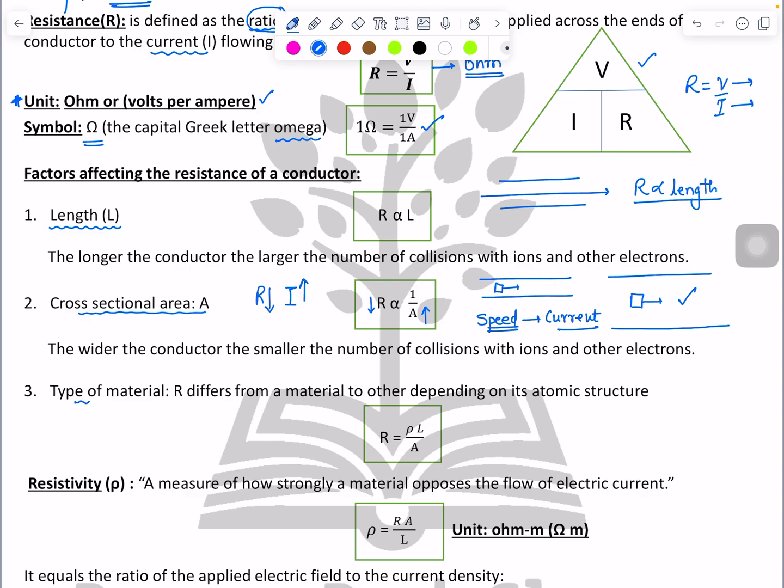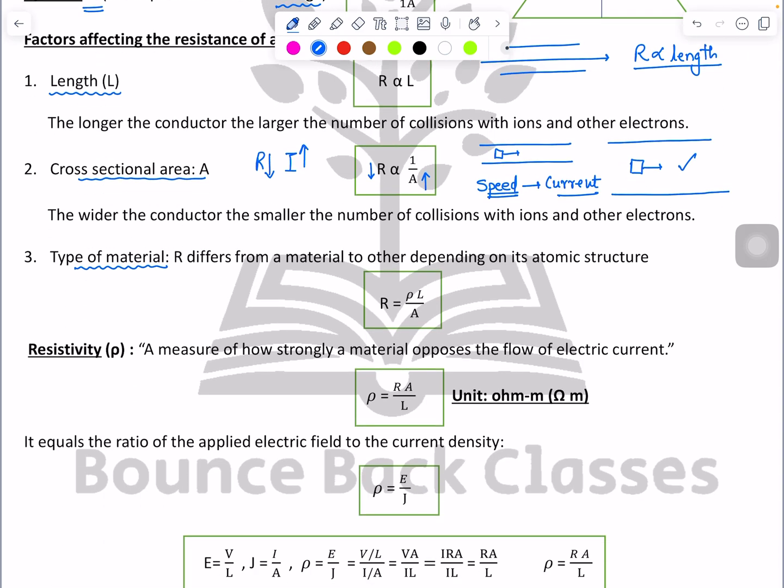Third, we call it type of material. As we know, we have different types of materials. Let's say we have the conductors, the insulators, and the semiconductors. Right now I'm going to discuss the conductors. Even in the case of conductors, some are normal conductors, some are good conductors. So what does it mean? If you have a good conductor, it means the conductivity is very high and the resistance is low.